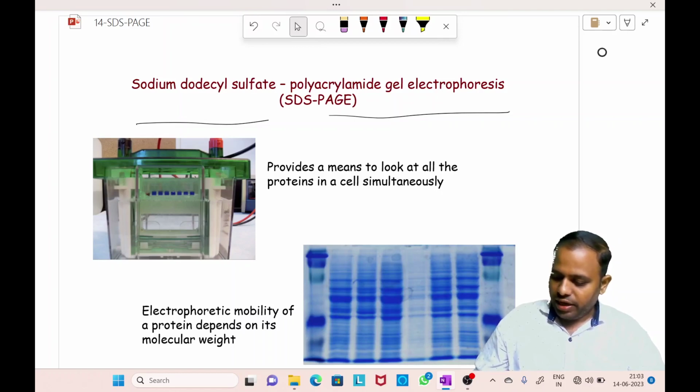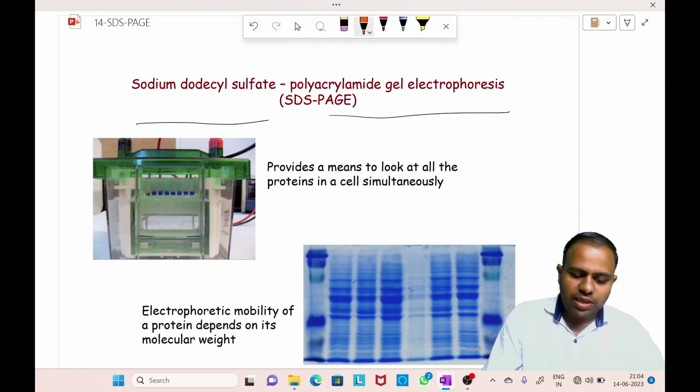as we separate the DNA on agarose gel. Okay, so agarose is a polymer. Agarose is a disaccharide which is made up of galactose and 3,6-anhydrogalactose. Similarly here also, for the separation of proteins we use SDS-PAGE.